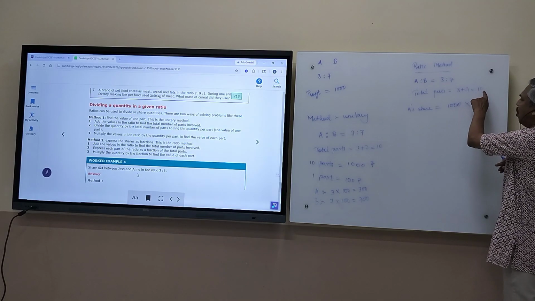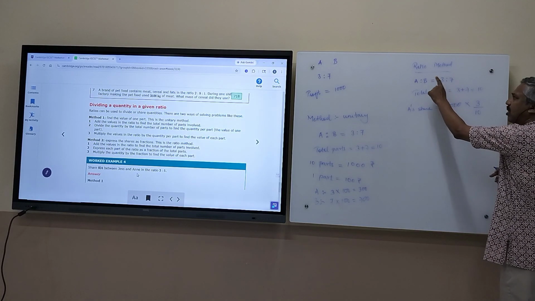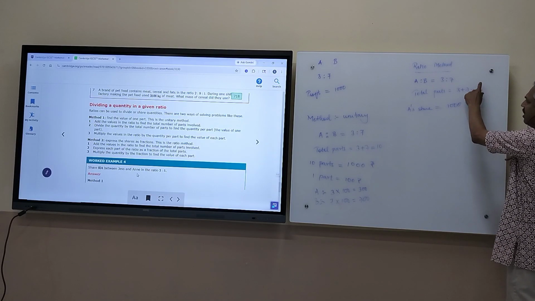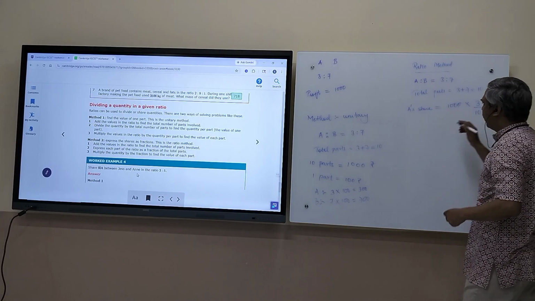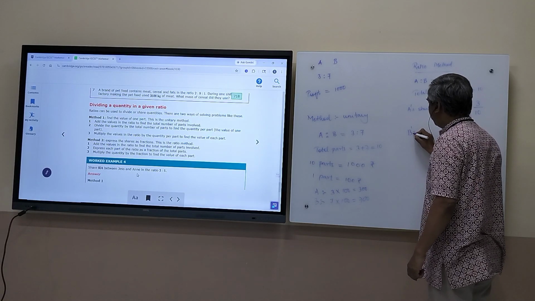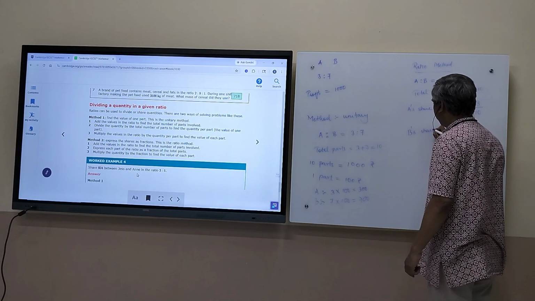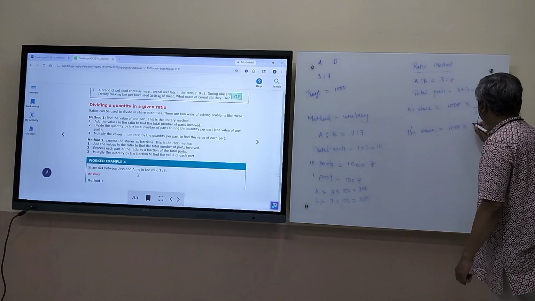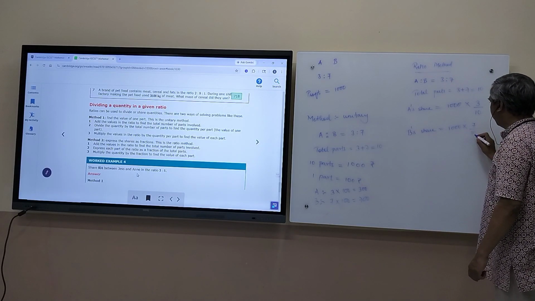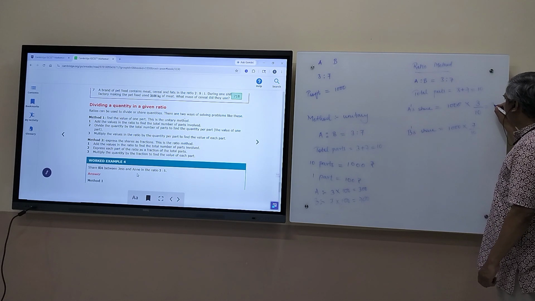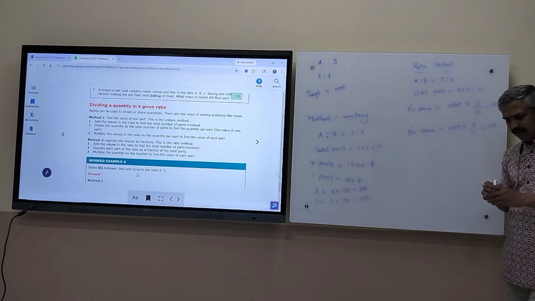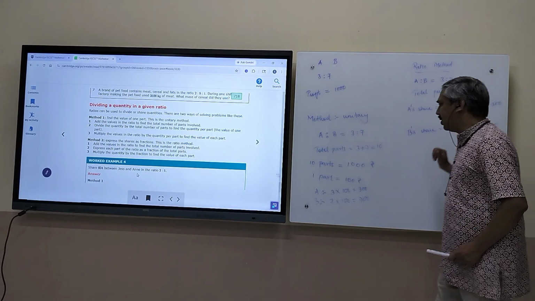10 parts are there. So out of 10 parts, 3 are going to A, so we are writing 3 by 10. Out of 10 parts, 7 will go to B. So we will write B's share 1000 into 7 upon 10. This will be equal to 300 and this will be equal to 700. And by this we get the answers.